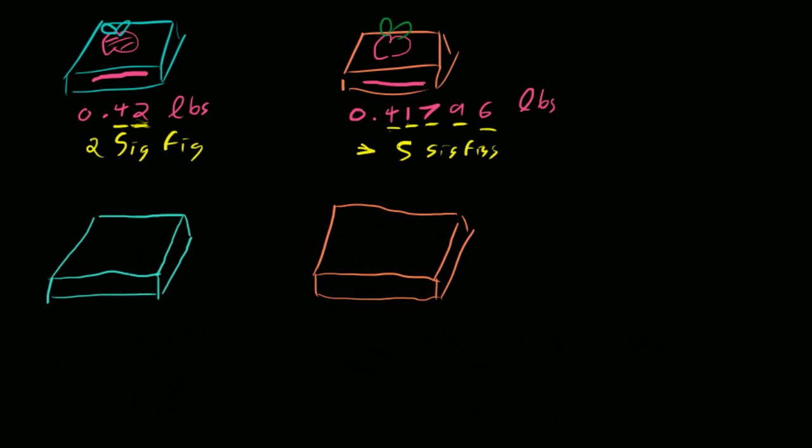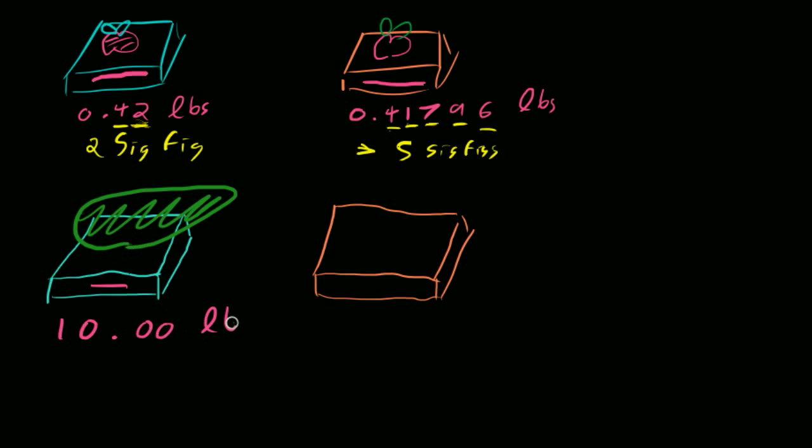Let's do another example. Let's say I put on something that weighs a good amount. Actually, you know what? Let's say I put a watermelon onto the scale. And the watermelon came up as being, let's say it was exactly 10 pounds. How many significant figures are in this reading?